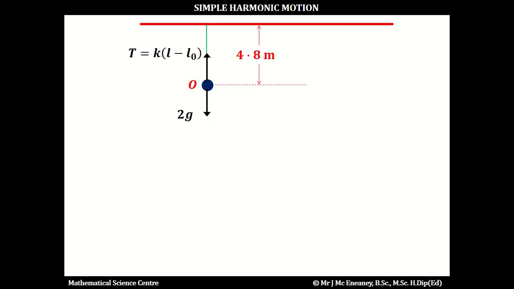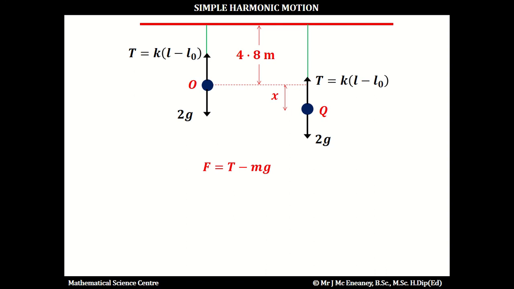Next of all, we're going to extend the particle down a further distance x away from O. So if we extend it down a further distance x, we call this new position some point Q. Now at Q, the particle is not in equilibrium. This means upward forces do not equal downward forces. The upward force is greater than the downward force. So the magnitude of this resultant force is the upward force minus the downward force. So the resultant force F is going to be T minus mg.